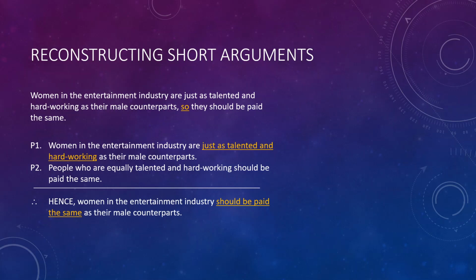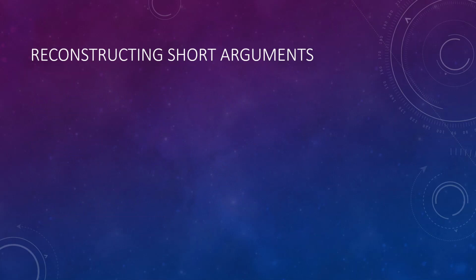When we state the missing premise like this, it's a universal generalization. It's talking about all people. And when we put the premise in the form of a universal generalization, the upshot is that this is a deductively valid argument. We've reconstructed this argument in a way that makes it deductively valid. Let's look at the next example.